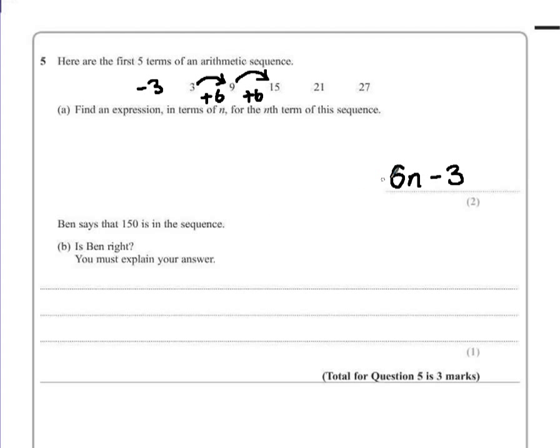One of the best ways is to use your rule for nth term and see if there is a solution for n. So if we substitute in this value and say 6n minus 3 is equal to 150, if we add 3, we would end up with 6n equals 153. So to find out what n is, we have to divide this value by 6.